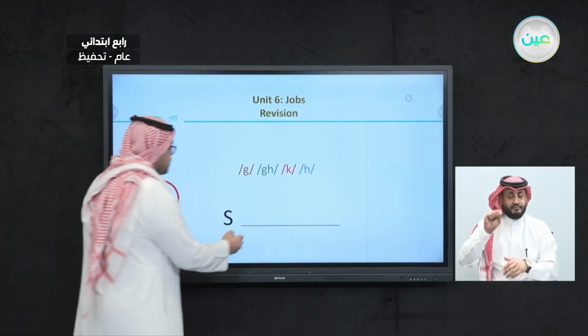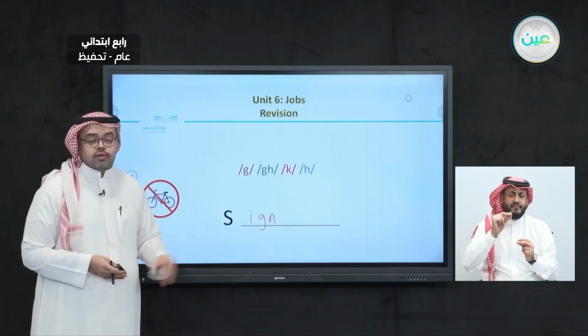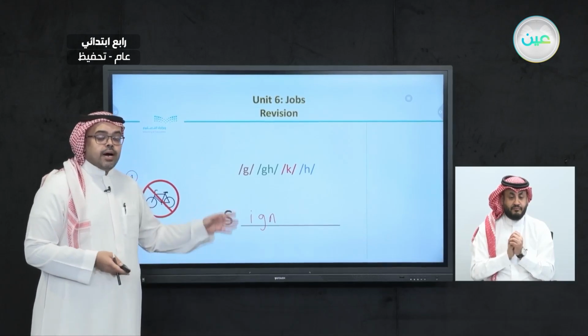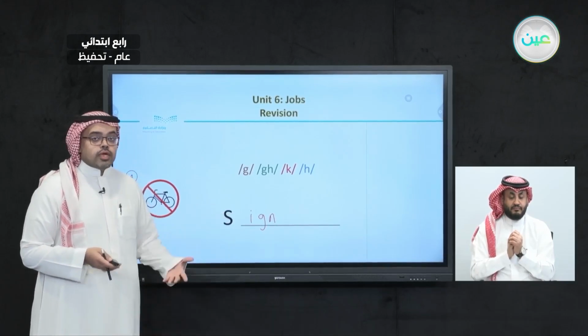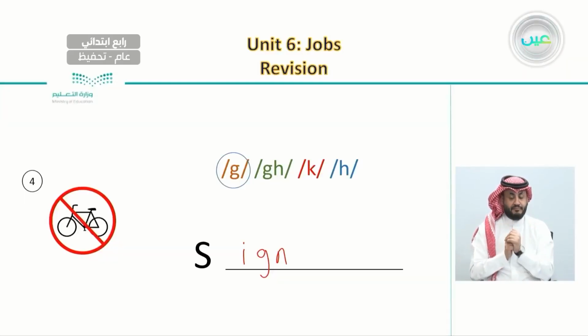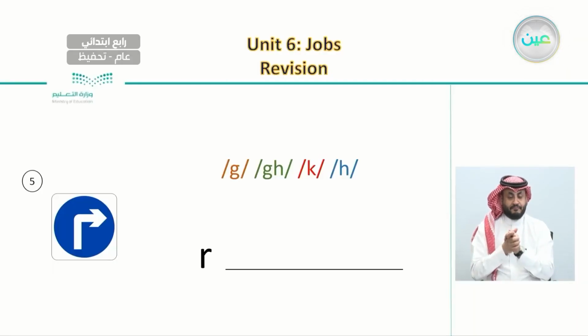So this word is a sign. So here the word sign has one silent letter. Repeat after me so you can know what that silent letter is. Sign. By pronouncing this word, we can know that we didn't pronounce the letter G. So here in this case, the silent letter is G. Sign. And then let's move to number 5.